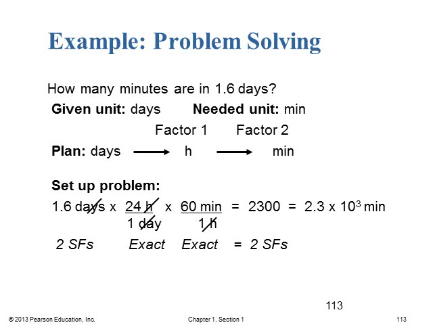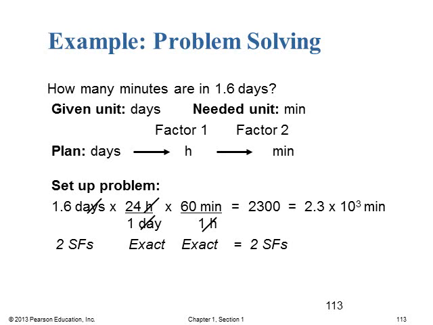Well, it's going to be hours. We can first figure out how many hours are in a day, then how many minutes are in an hour. So then we set up our problem. We're given 1.6 days. We want the days to cancel out, so we put 24 hours over 1 day. Again, in our second factor, we want our hours to cancel out, so we put 60 minutes over 1 hour. That makes our hours cancel out. And then you just follow the math.